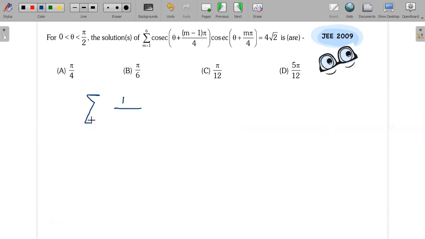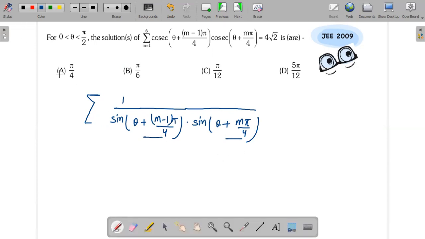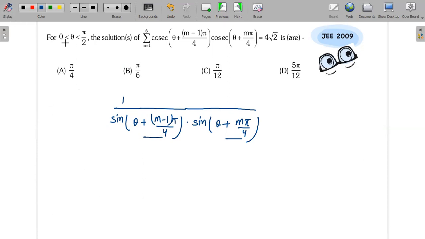So summation, sigma, we have sine of theta plus m minus 1 times pi by 4, and another term, sine of theta plus m pi by 4. As I mentioned earlier, if we have two consecutive terms of sine and cosine there, then we are free to use this method. The only condition is that the difference between the arguments should remain the same till the last term. And since the difference will remain the same, rather than being specific this time, I will be applying this logic for its nth term.